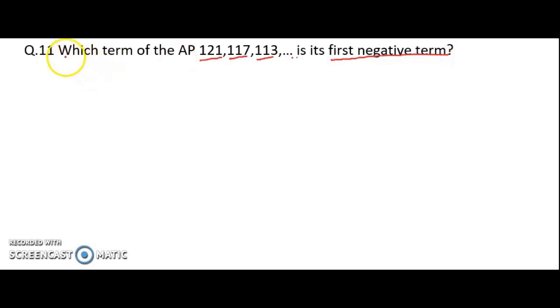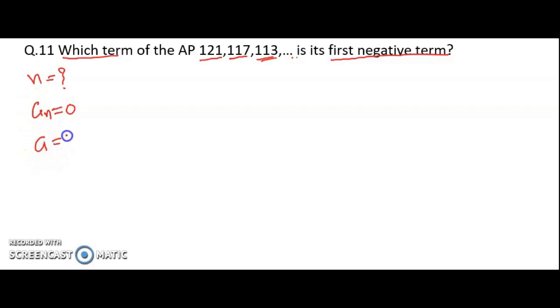Which term means we have to find n. Which term of this AP will be the first negative term? If you think about the first negative term in this AP, then the first negative term will come after 0. So let's find out at which term number we get 0. So let's take a_n equal to 0.